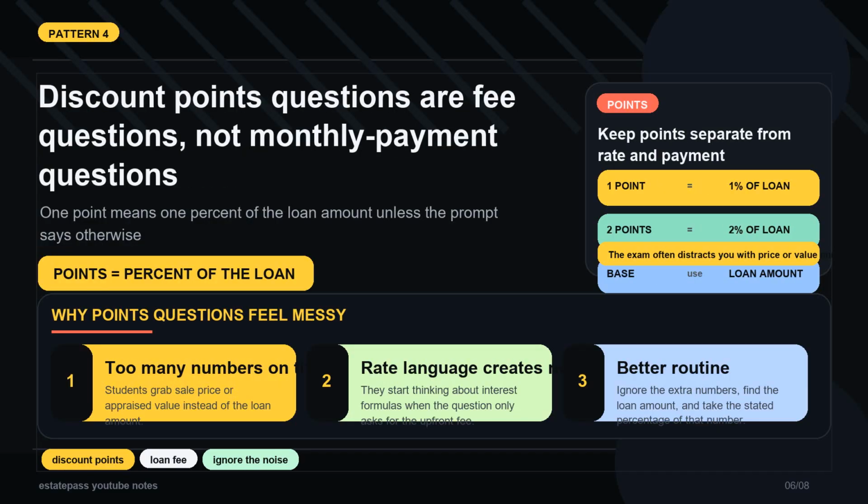Discount points questions are usually fee questions, not payment questions. 1 point means 1% of the loan amount. 2 points means 2% of the loan amount. The exam often surrounds that with extra numbers like sale price, appraised value, or interest rate, hoping you use the wrong base. Stay disciplined and use the loan amount unless the prompt clearly tells you otherwise.